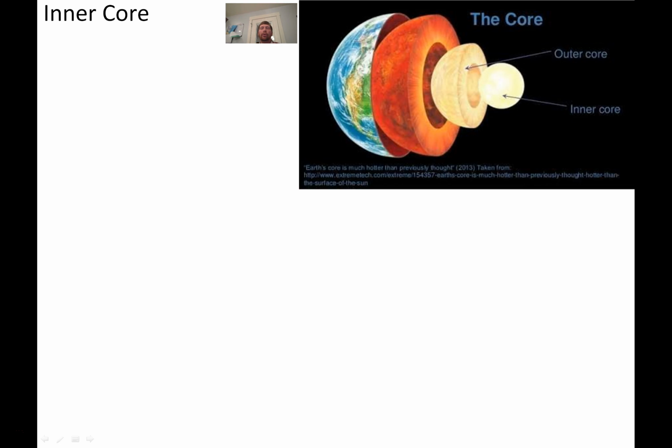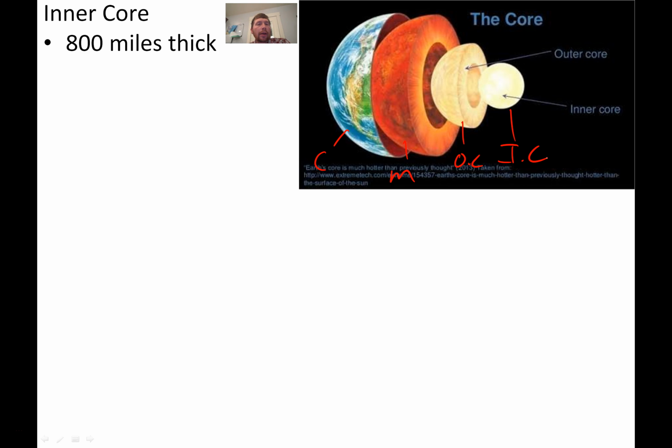Okay, let's talk about the last layer. At the very center of the Earth, you have what's called the inner core. Okay, so once again, we've gone from the crust, the mantle, we got the outer core, and now we're down to the inner core. So this is the very center of the Earth. How big are we talking? 800 miles thick. So 800 miles thick, and it's a perfect circle is what you're looking at. That is going to be Earth's inner core. The rest of them are also circles, but they got a core to them. The inner core is all there is. That's all we got left.